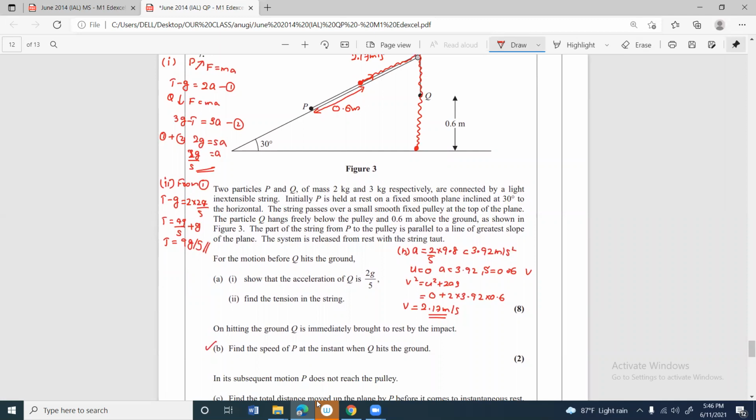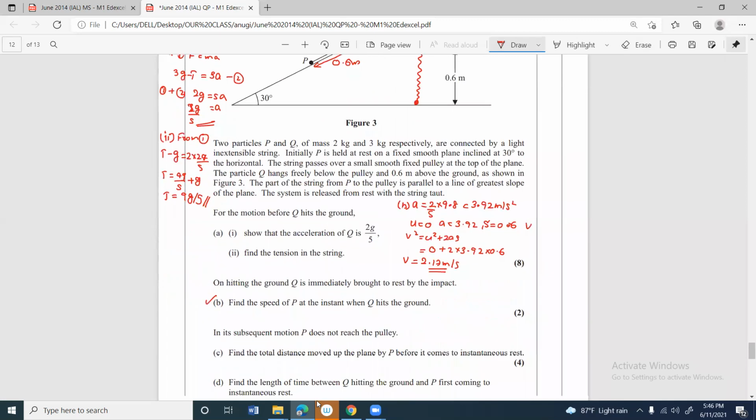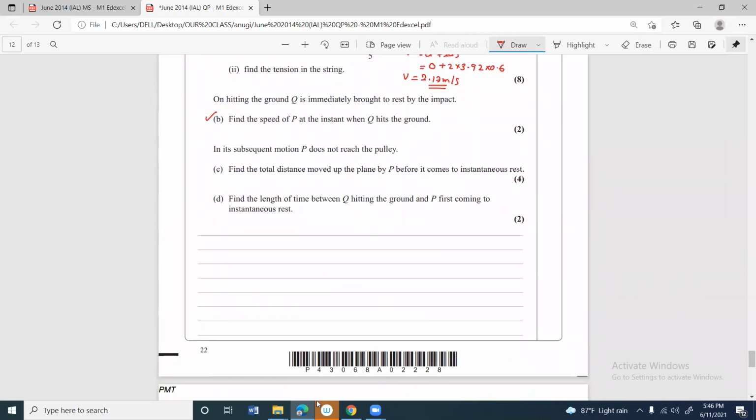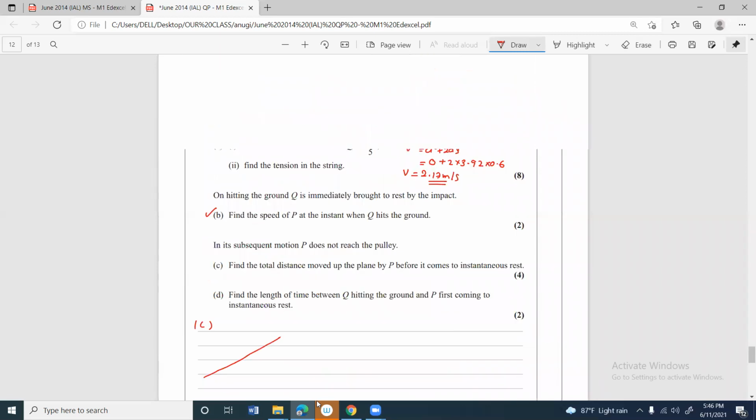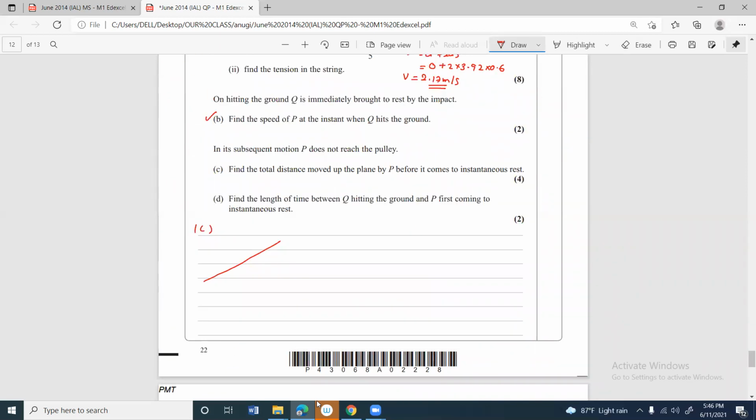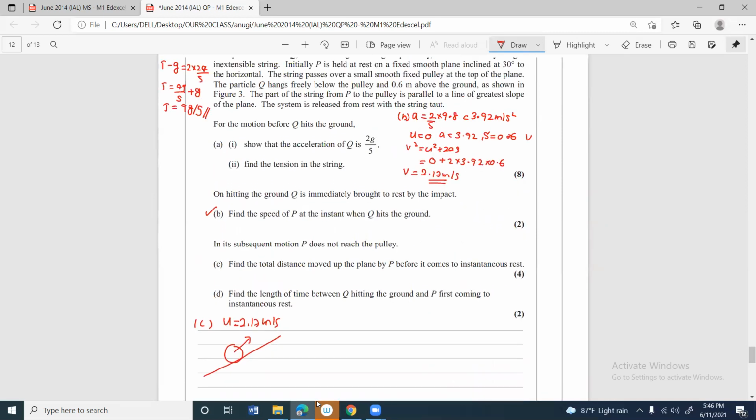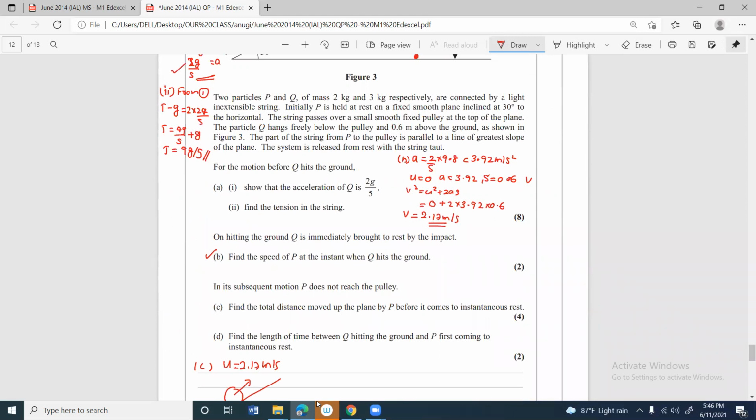In the subsequent motion, P does not reach the pulley. Find the total distance moved up the plane by P before it comes to instantaneous rest. We'll try to answer this question today. Now P is on this plane. What is the speed of P? P is 2.17 meters per second. Now it's moving, and the tension is not there, which means the acceleration is not the same as at the beginning, because that acceleration we found was under the weight component and the tension component both. But here the tension is not there.